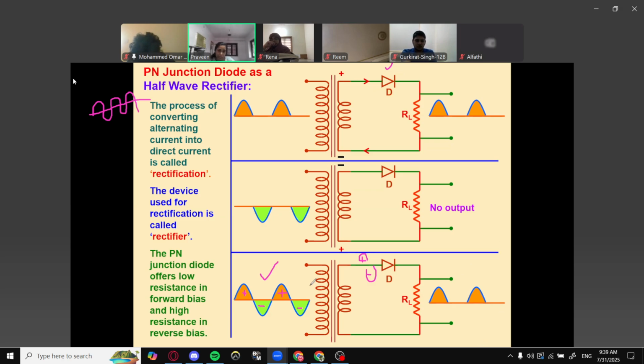Okay. If it is clear, then you draw this third one. Third circuit only you draw. You need not draw this one. No need to draw these first two diagrams. You draw this third one. That's enough. Need not draw the first two. Okay. Draw the third one. Then I will be giving you the explanation.